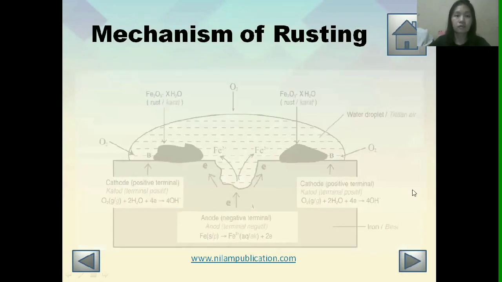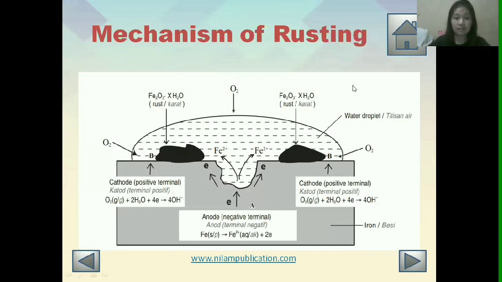This is the mechanism of rusting. This is iron and this one is the water droplet. And the black area here and here is rust. At the middle of the water droplet, it acts as the anode, whereas at the edge of the water droplet, here and here, it acts as the cathode. At the anode, the iron is oxidized to Fe2+ ion and the electrons are released. At the cathode, the concentration of oxygen is very high. The oxygen and water receive the electrons transferred from the anode and are then reduced to hydroxide ion.